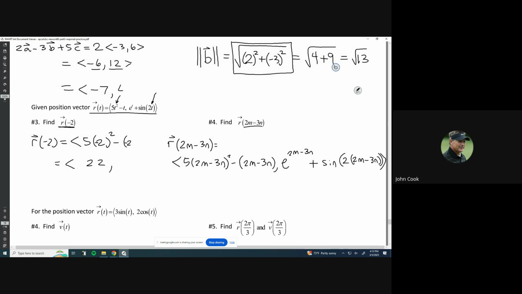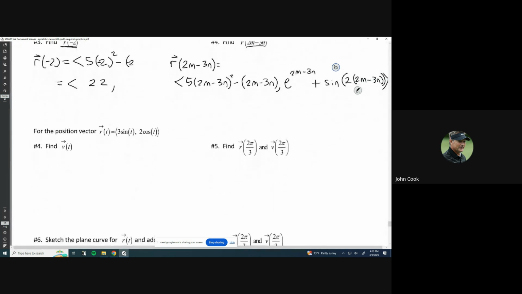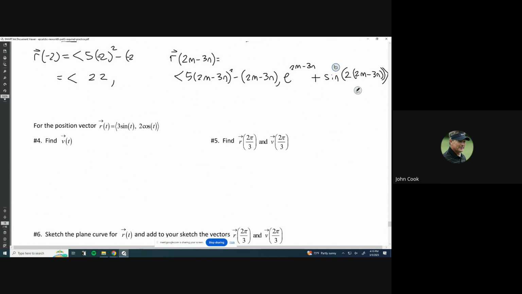There we go. There's our little vector. And you can just leave it like that. You don't need to simplify it in any way. Just leave it like that and we're good to go. Okay, a couple more and we're done with this video.